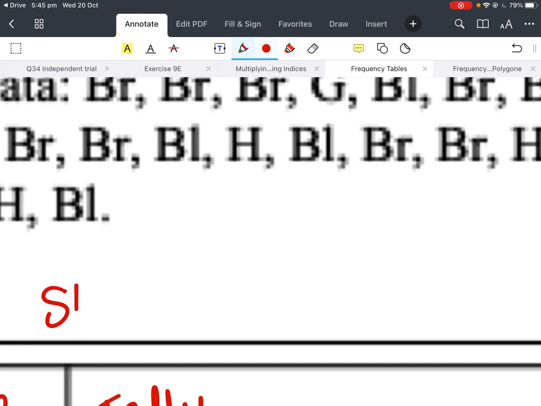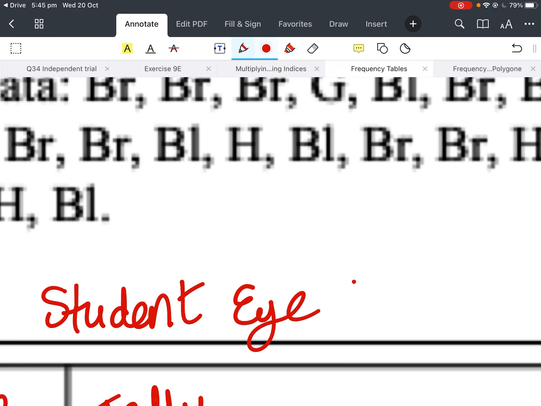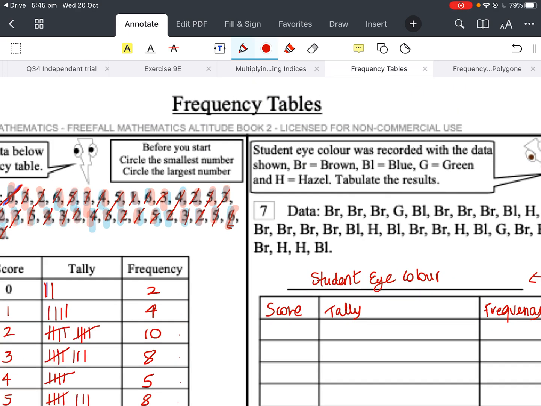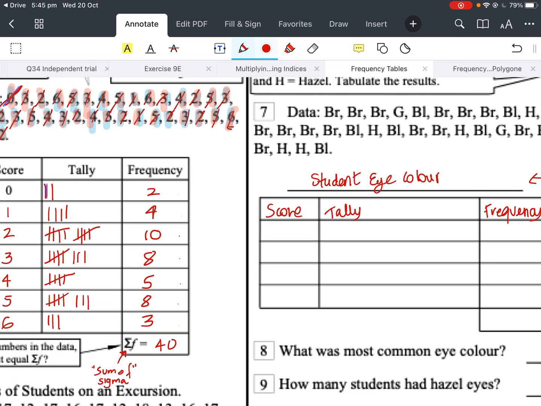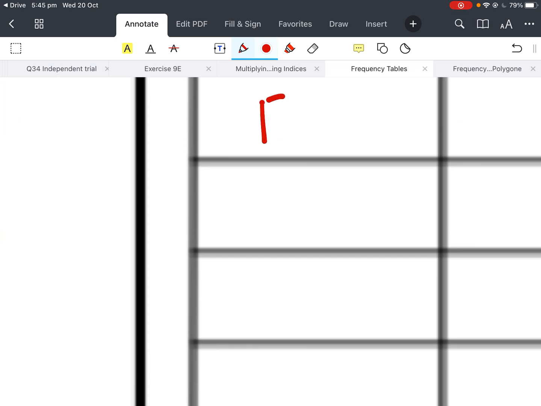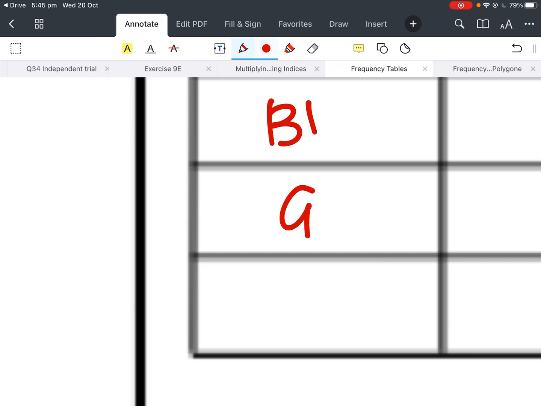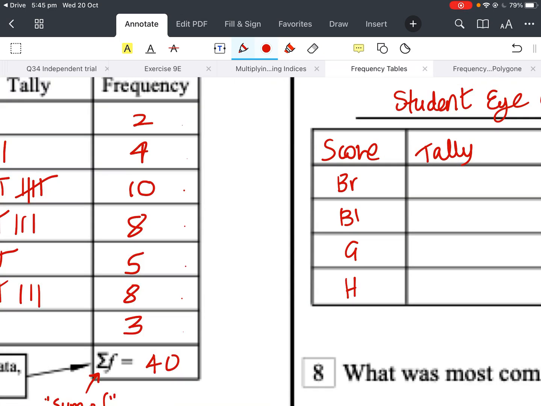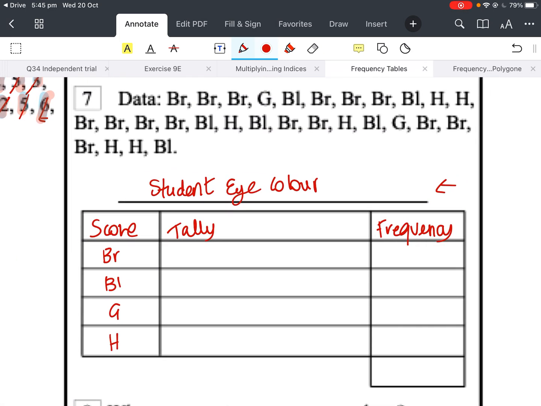I'm going to say it's student eye colour. And if it said a class, I'd probably put the class in too, but I don't think it does. No. All right. Now the scores are all the different colours. So we got brown, blue, green, hazel. There's only 4, isn't there? So you can put BR, BL, G, and I think it's H, isn't it? Or you can write the word. You do whatever you like. I'm going to do the same lettering as what these symbols are.